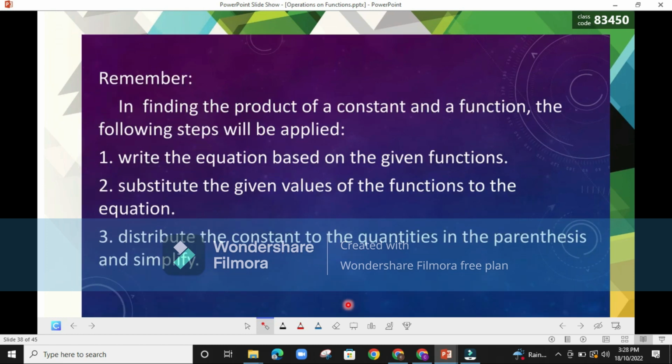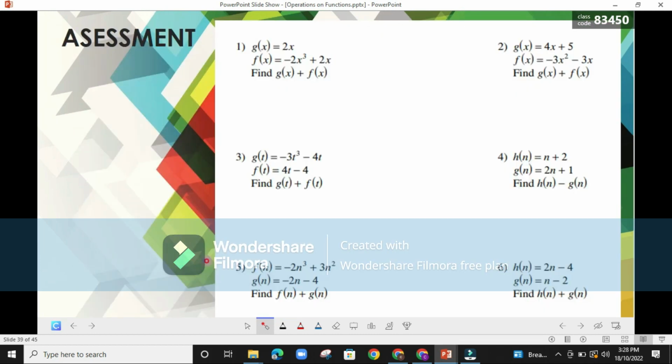So let's proceed to the steps that we should remember. In finding the product of a constant and a function, the following steps will be applied. Write the equation based on the given functions. Substitute the given values of the functions to the equation. Distribute the constant to the quantities in the parentheses and simplify. Okay? So I hope everything is clear with the 4 operations together with the product of a constant and a function. Okay, now at this point, we will have an assessment.